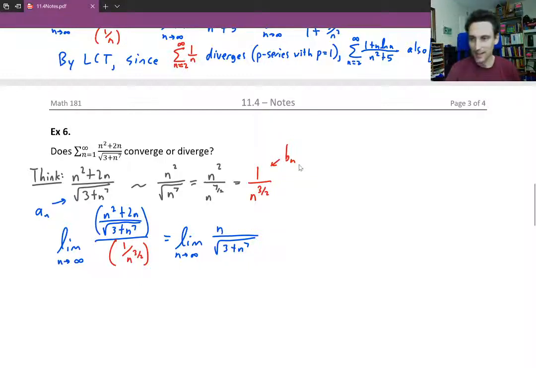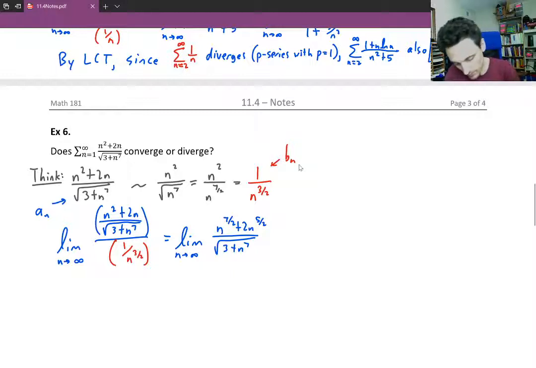So if you multiply n squared times n to the 3 halves, that'll be n to the 4 halves plus 3 halves, that'll be 7 halves. And then plus 2n to the 5 halves. All right.